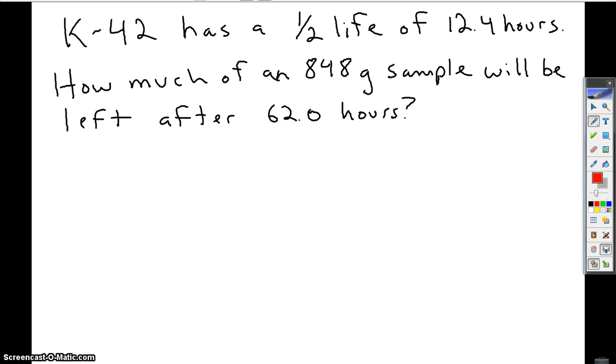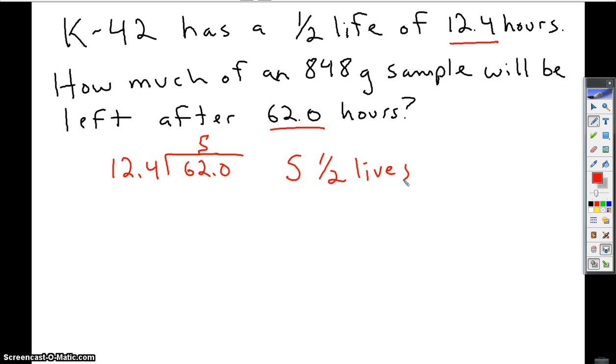Okay, our third example. Potassium 42 has a half-life of 12.4 hours. How much of an 848 gram sample will be left after 62 hours? Okay, so we know the half-life is 12.4. We know that it has decayed for 62 hours, so our first thing should be, how many half-lives will go into 62? And in this case, it comes out to be 5. So we have 5 half-lives that have taken place. Now, how much of that 848 gram sample will be left after 5 half-lives?